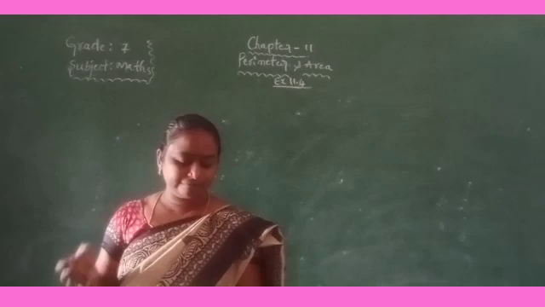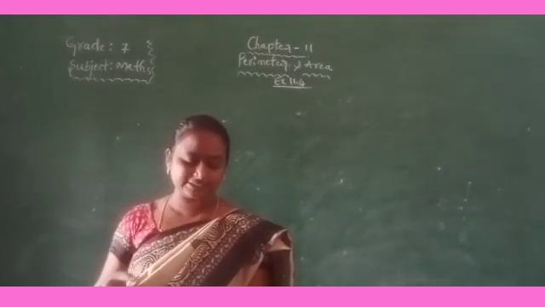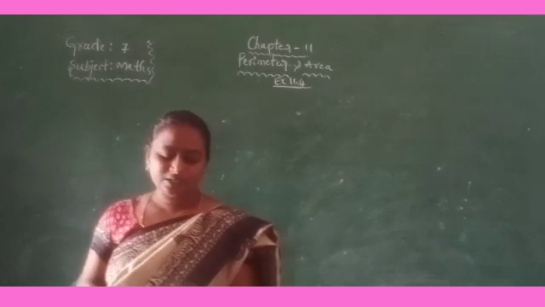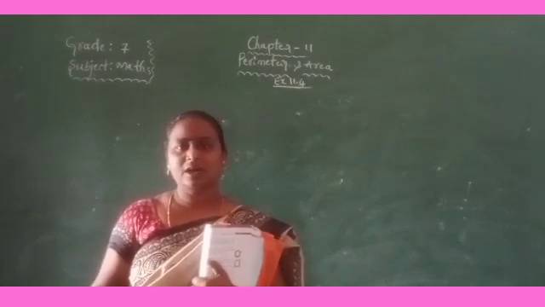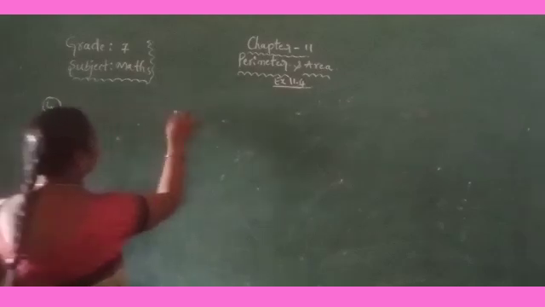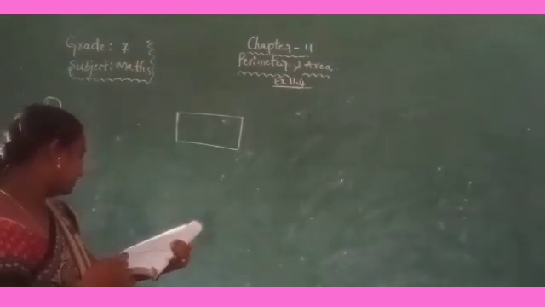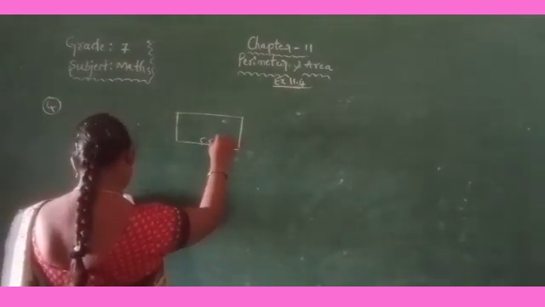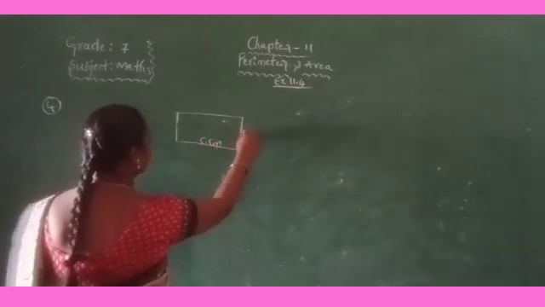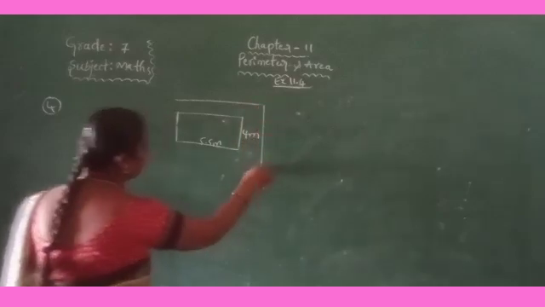Here given, that veranda having the width 2.25 meters is constructed all along outside a room. So where will you see the veranda? Outside of the room. Suppose this is a room. The length of the room is 5.5 meters and the width is 4 meters. So outside of this room the veranda is built.